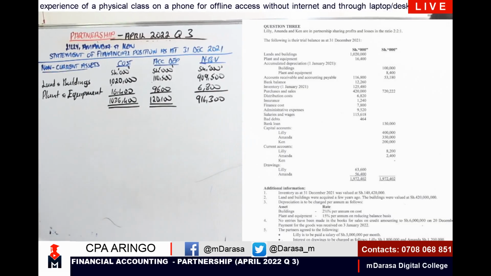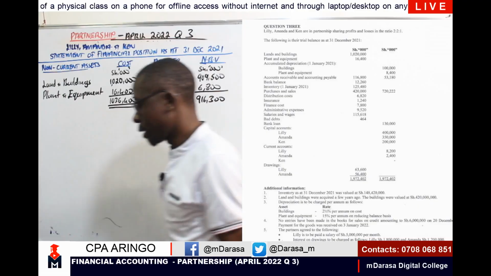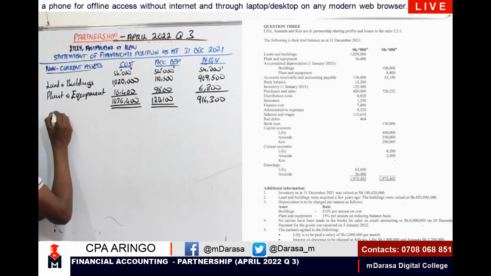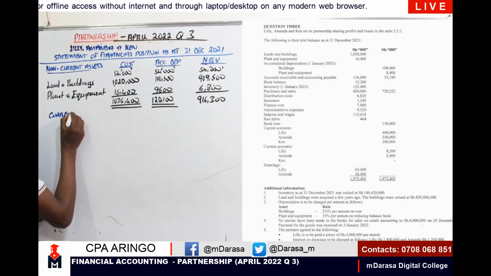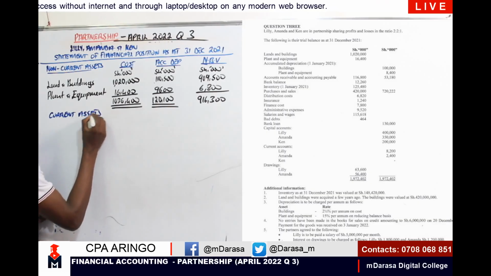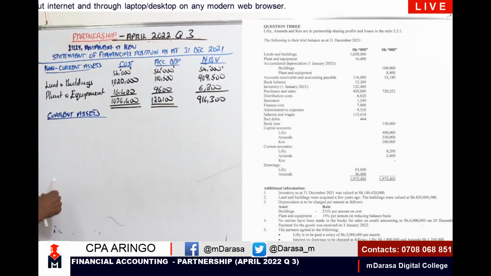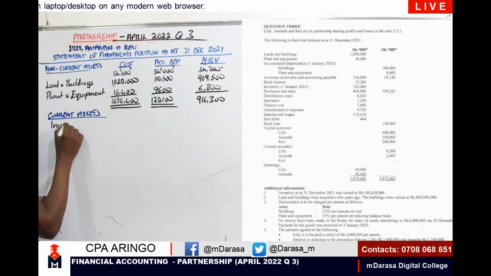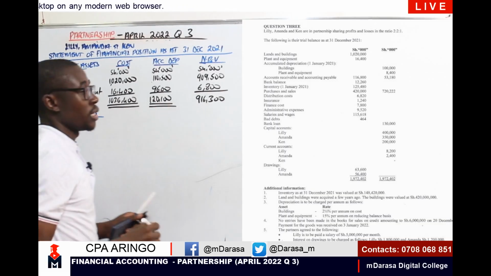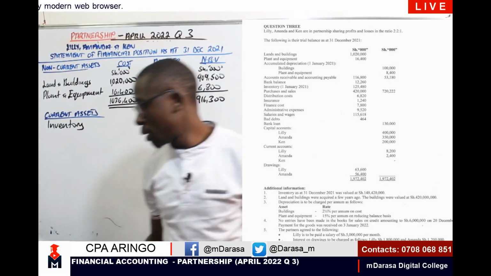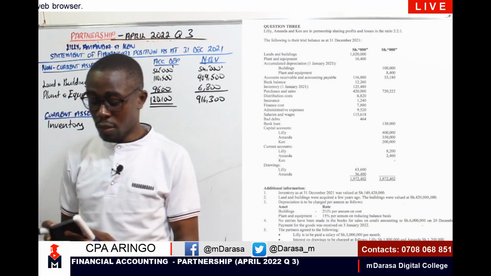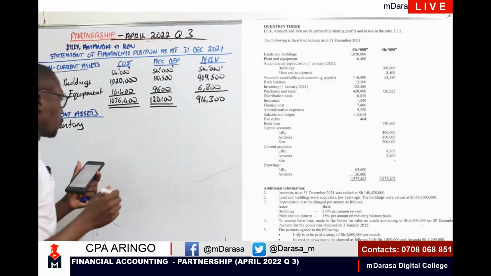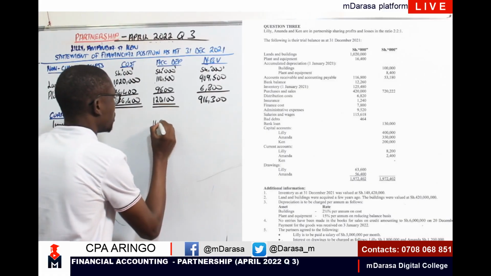We have that. Then we proceed to our current assets. Current assets, we start with the order of liquidity. So I'm going to start with our inventory. Inventory, how much are we given? Of course, that was in note 1. Check note 1. Inventory, I was given a figure of 148,420.